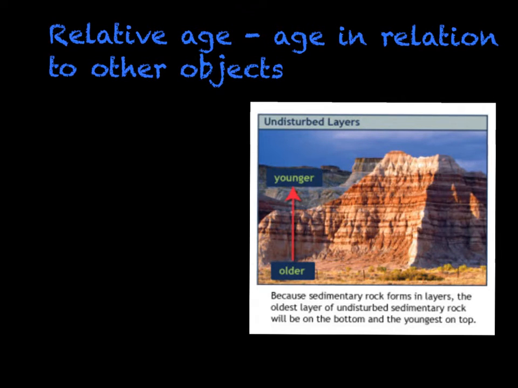The bottom layer of rock forms first, which means it's the oldest, and then each layer above that is younger, and the top layer is the youngest of all. So we've got the oldest here at the bottom, right down here. And then up here at the top would be the youngest layer because they form after each other.